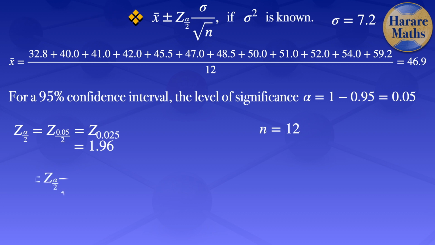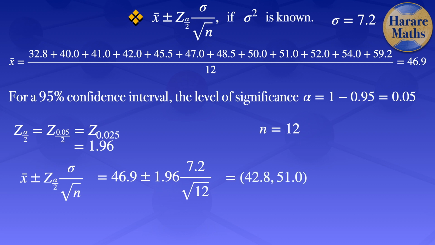So I can write it here, x bar plus or minus z alpha over 2 multiplied by sigma divided by the square root of n. So I go on and substitute the values of the x bar, of the z alpha over 2, of the sigma, which is 7.2, and our n there, which is 12. So that would give us our confidence interval there. It will simplify to 46.9 plus or minus 1.96 times 7.2 divided by square root of 12. So our confidence interval there will be from 42.8 to 51.0.